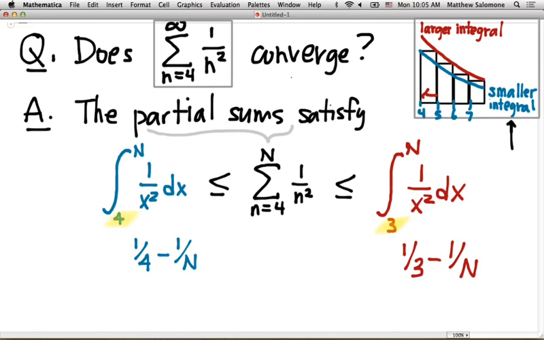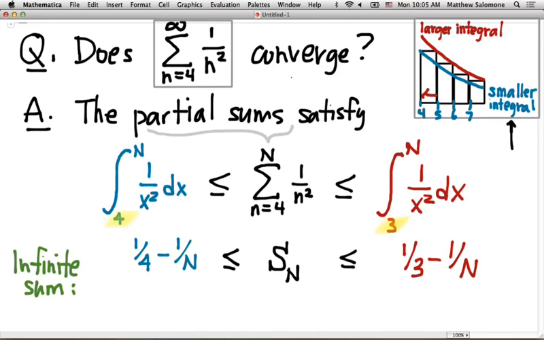And in the middle, trapped in between these two, is the partial sum, I called it Sn, of my series. Now, how do we connect the partial sum to the value of the infinite sum? What is the value of an infinite sum defined to be? It's the limit as n goes out to infinity. So that's all I have to do here.